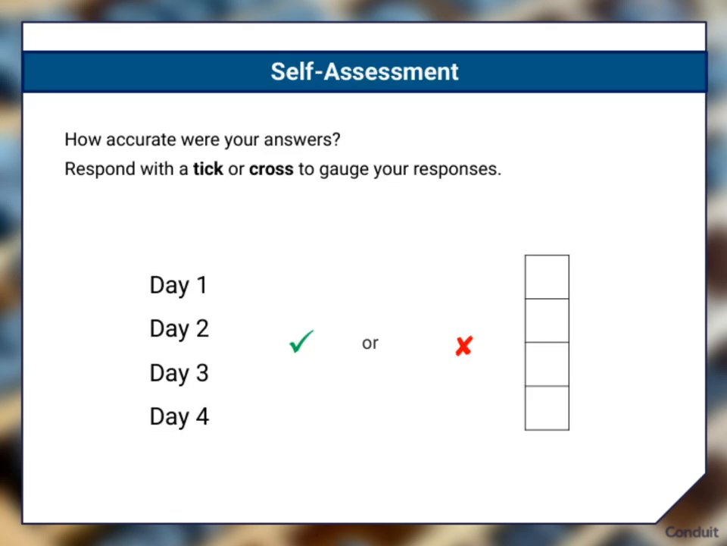As we wrap up, take a moment to reflect on your answers from each day. Use a tick or a cross to mark how accurate you think they were. This simple self-assessment helps us see where we're confident and where there's room to grow. It's a key step in learning and improving every day.